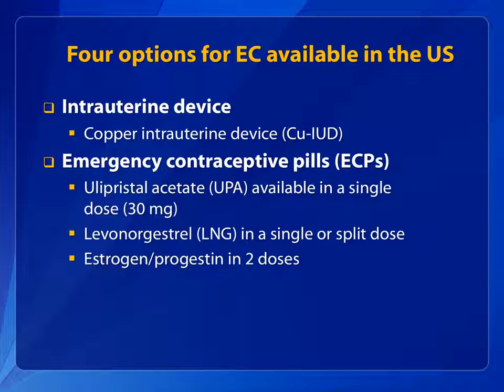Currently, there are 4 options for emergency contraception in the United States: the copper intrauterine device and 3 types of emergency contraceptive pills, or ECPs. The 3 types of pills include ulipristal acetate, or UPA, levonorgestrel, or LNG, as well as combined estrogen and progestin oral contraceptive pills that are taken in a particular dosing strategy.